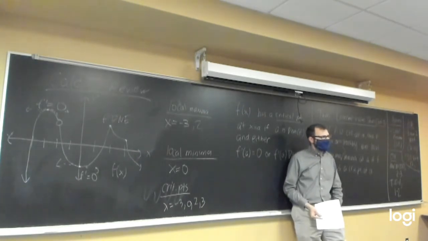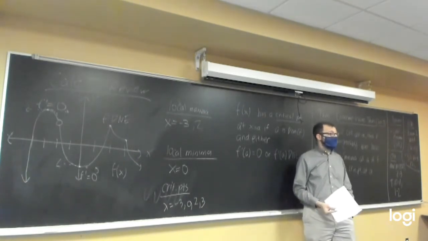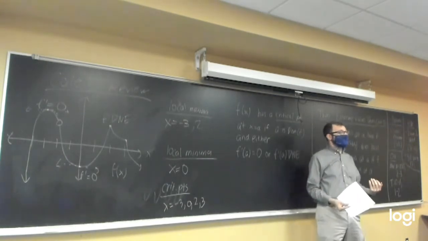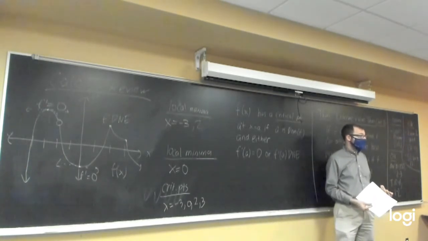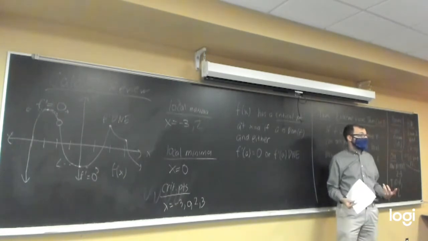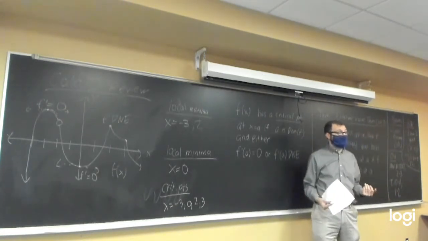Is the reverse going to be true? Meaning, if we know that our function has a critical point somewhere, do we necessarily have to have a local max or min? Or is it possible to have a critical point that isn't a max or min?